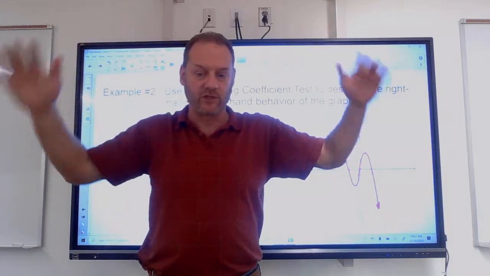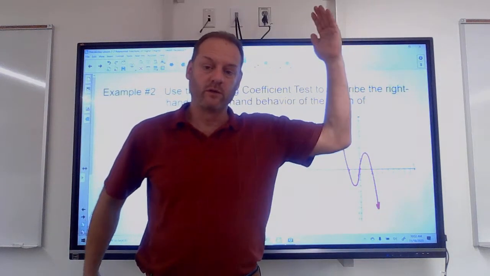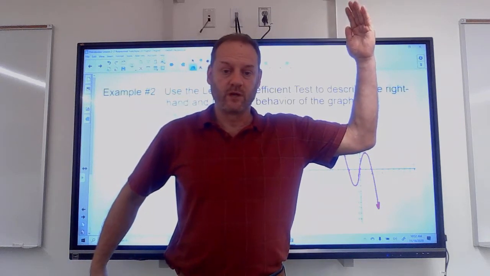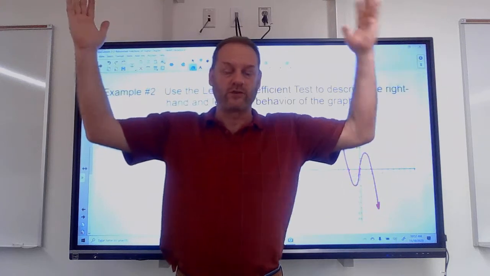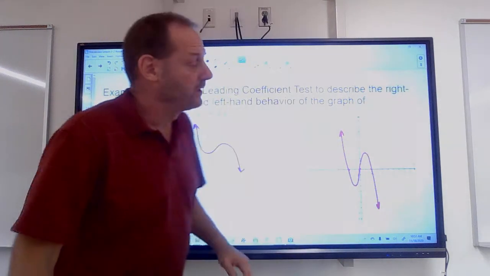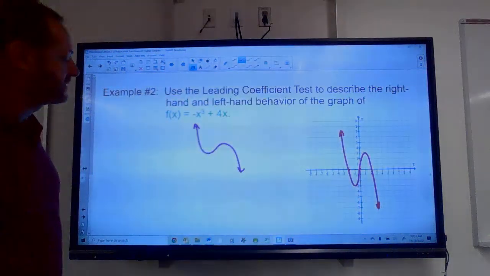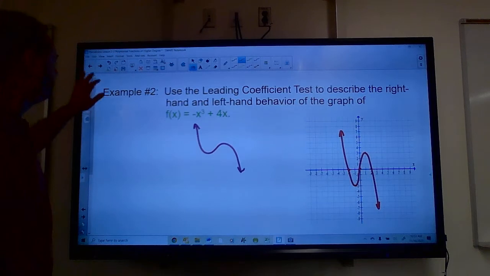If it was negative x squared, it would look like this, okay? An x cubed is going to look like this. A negative x cubed is going to look like this. An x to the fourth is going to look like this. A negative x to the fourth is going to look like this on the ends. Okay, we don't know what happens in the middle. All kinds of stuff can happen in the middle, but that's what happens on the ends.